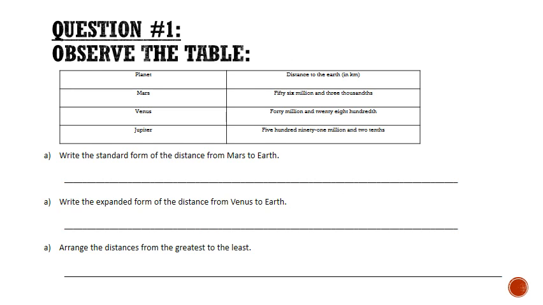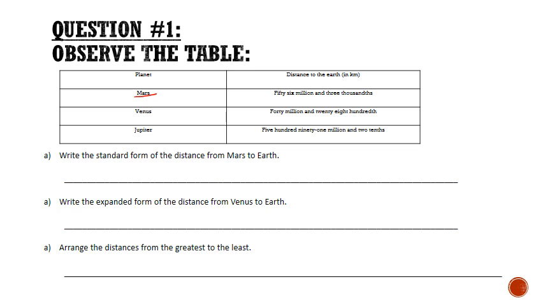Today we are going to make a revision for our midterm exam, okay? Yes. Starting with the first question, I need to read the table carefully and answer the questions that follow. I have three planets and the distance from these planets to the Earth. For example, the distance from Mars to the Earth is 56,003,000. And the distance from Venus to the Earth is 40,028,000 kilometers. And the distance from Jupiter to the Earth is 591,000,002.